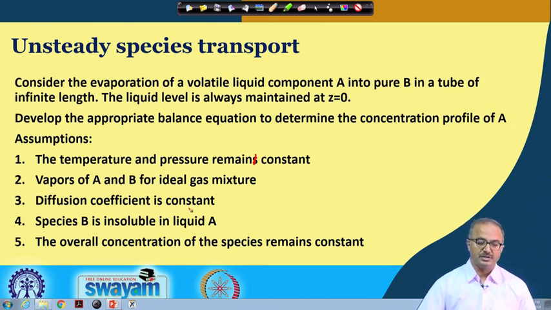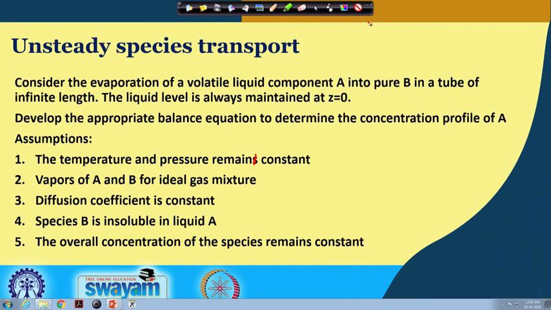Then the diffusion coefficient is taken to be constant, and species B is insoluble in A. It is something like this: suppose water is evaporating into the atmosphere. We assume that the components in the air, majority of which are nitrogen and oxygen, are not coming back into the water. So, for practical purposes, we assume that the air is insoluble in water. Okay? That is the meaning of this particular assumption.